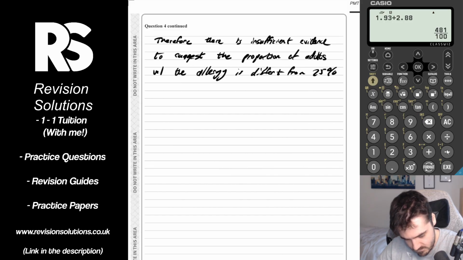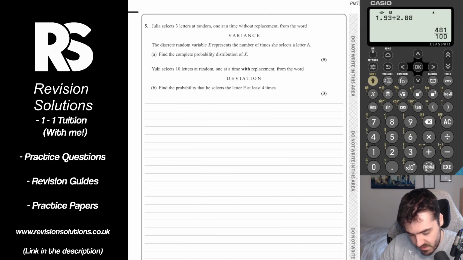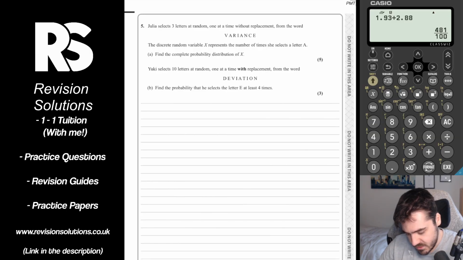Moving on to the last question. Question 5 says, Julia selects 3 letters at random, one at a time without replacement from the word variance. The discrete random variable x represents the number of times she selects a letter A. Find the complete probability distribution of x. Well, the probability distribution shows all the possible values for the random variable and the corresponding probabilities of obtaining that value for the random variable.